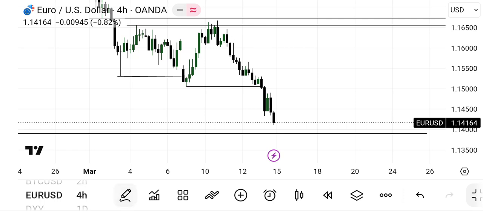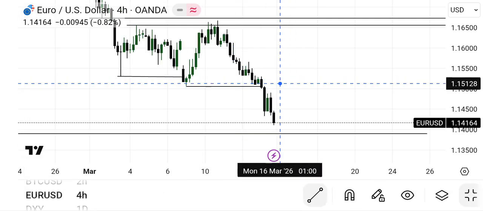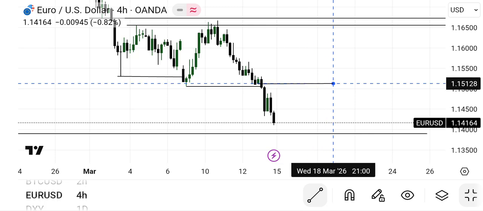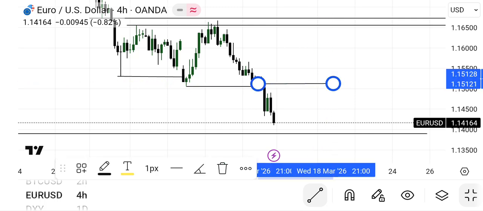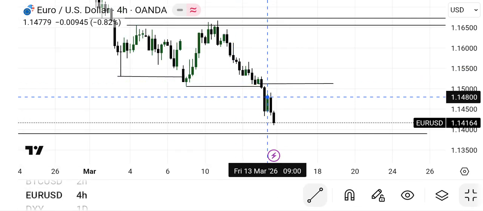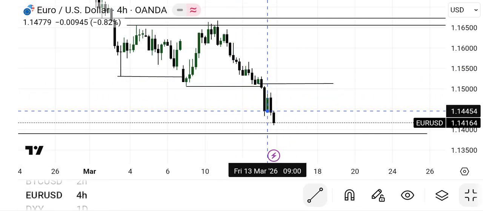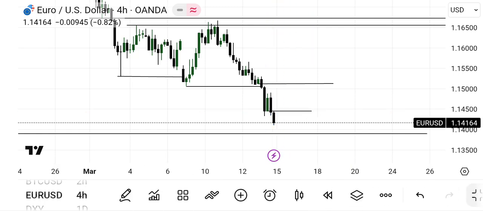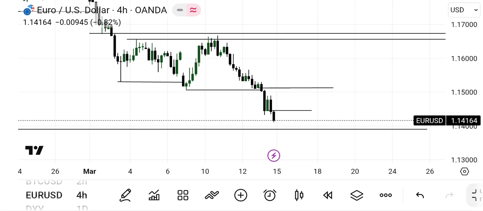So you can be waiting for price at this level. Waiting for price at 1.151 and 1.144. So we just plot out those key levels there and wait for price action.